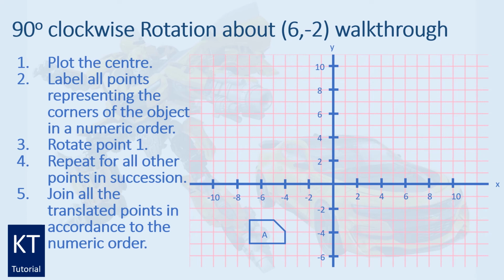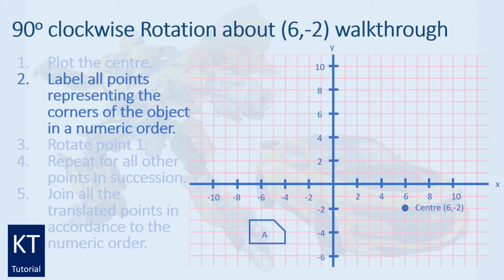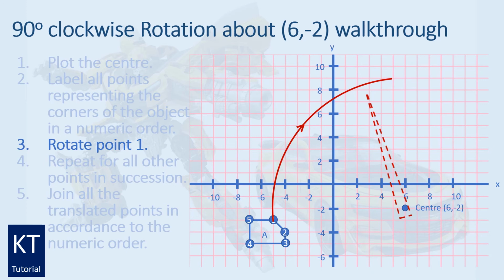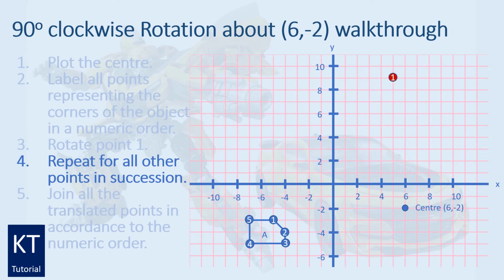We shall now perform a walkthrough for a 90-degree clockwise rotation about the center 6, -2. Step 1. Plot the center. Step 2. Label all points representing the corners of the object in a numeric order. Step 3. Rotate point 1, in this case 90 degrees clockwise about the center 6, -2. Step 4. Repeat for all other points in succession.